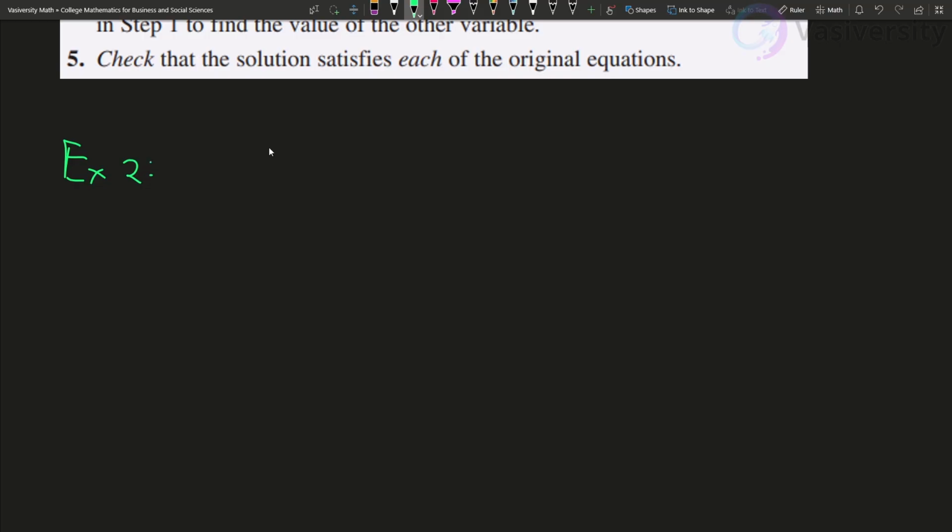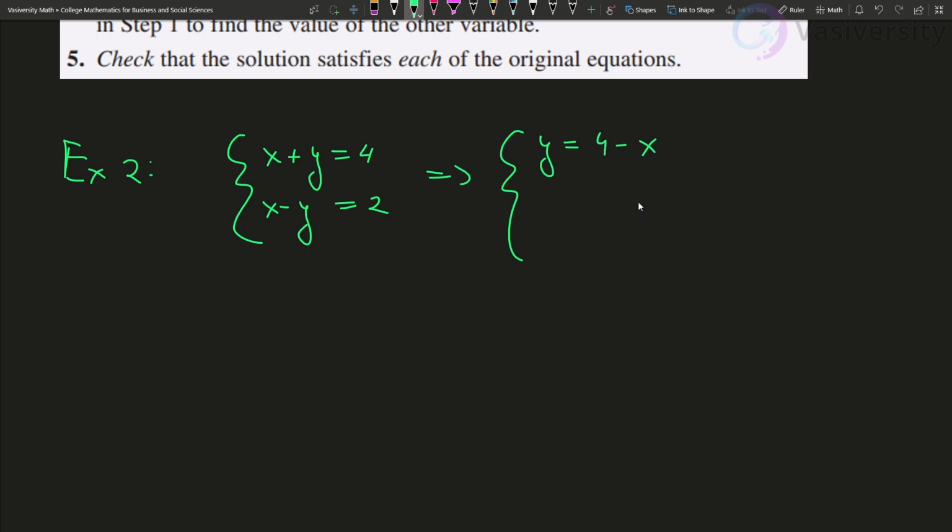Example 2. So let's say we have x plus y is equal to 4 and x minus y is equal to 2. Okay, so once again, we have 2 equations. Let's go ahead and rewrite the first equation. So we're going to solve for y. We're going to have y is equal to, so what are we going to do? We're going to subtract x from both sides. We can have, okay, y is equal to 4 minus x. And here we still have x minus y is equal to 2. So here, solve for y.